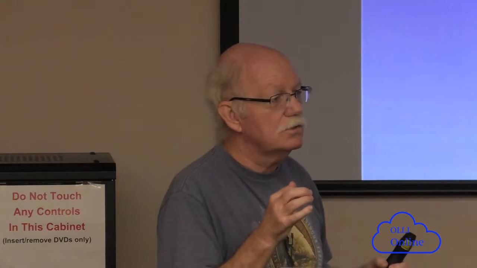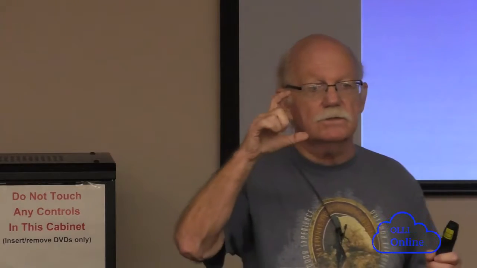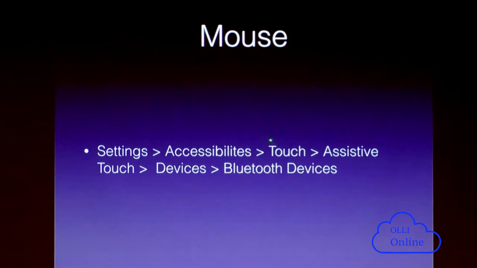You can't use one on a Mac, it's got the Magic Mouse that has the little trackpad on top. That doesn't work because it uses Wi-Fi. It's not a Bluetooth device. Same thing with the trackpad on a Mac. That's a Wi-Fi device. And so those don't work. But I'm not going to go in and set something up because I don't have a Bluetooth mouse. But settings, accessibility, touch, assistive touch, they don't want to bury this, do they? Devices and Bluetooth devices, and you tell it what mouse you have, and it will work.